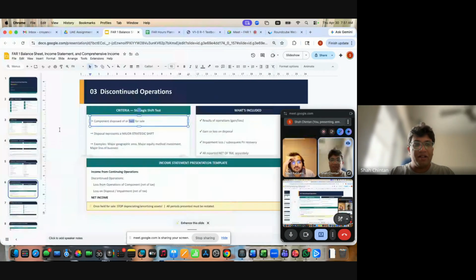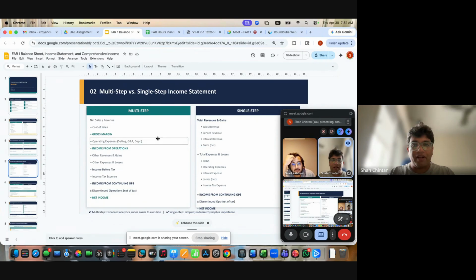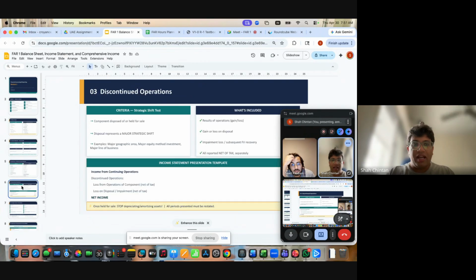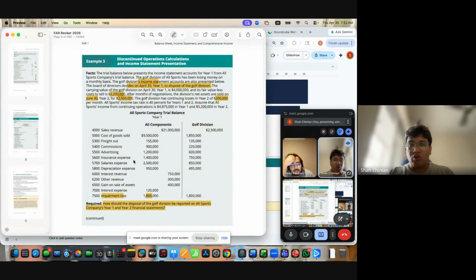If you look at the slides, this is the format of your P&L. You can use single step or multi-step, your choice. And then you have to report discontinuing operations separately, which is loss from operation, loss on disposal, or impairment loss, all those things, whatever are applicable. So go through the format, go through the question and try to solve it. If you get stuck, I'll help you to solve it.